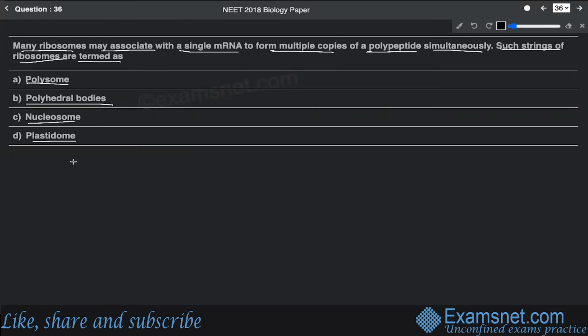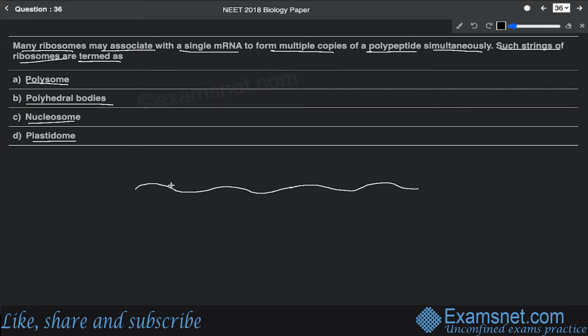Now this question is very direct. As I told you, this is a definition kind of question. And this question has been asked from the chapter Cell, the Unit of Life, from your 11th standard. Now, let me tell you the phenomenon in which the ribosomes are held together on a single mRNA molecule. It looks something like this.